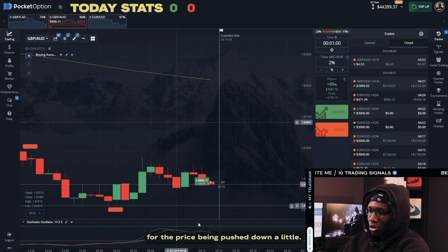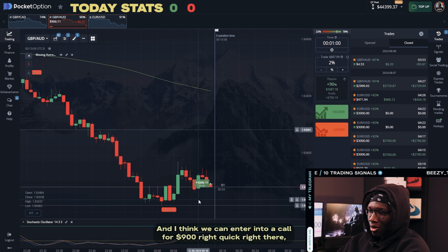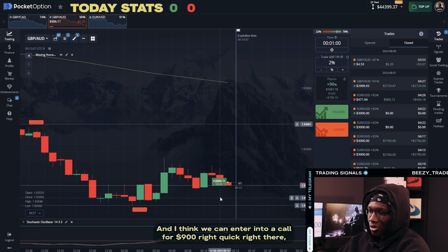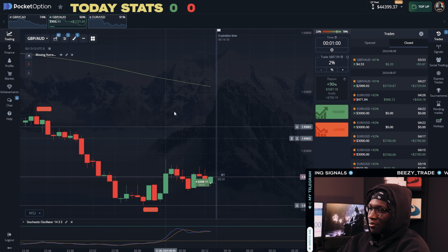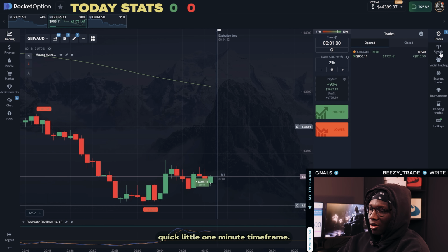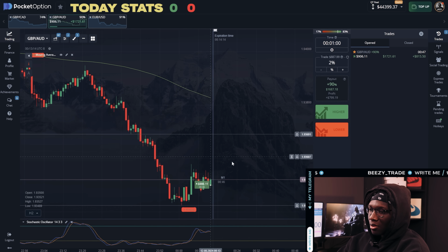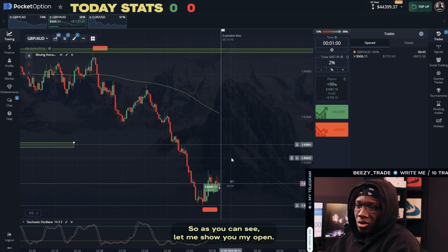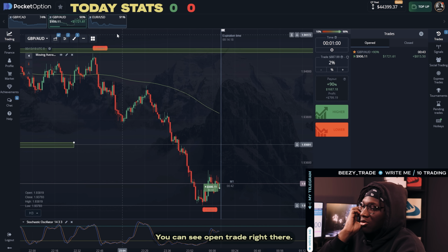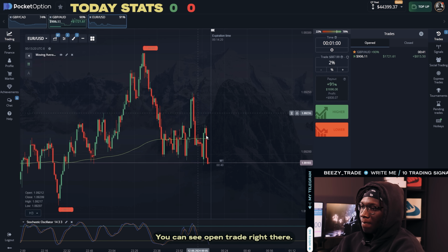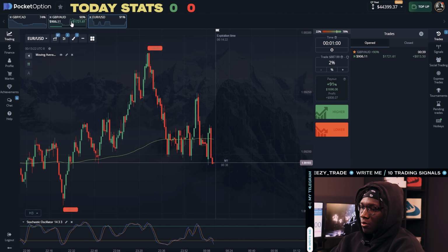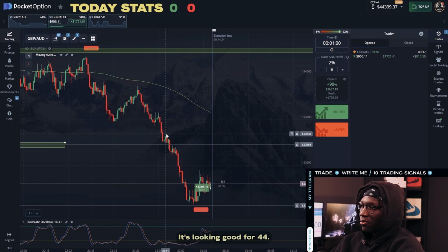I think that this might be it right here. See that price being pushed down a little, and I think we can enter into a call for $900 right quick right there. Quick little 1 minute time frame. So as you can see, let me show you my open trade right there. It's looking good for 44.